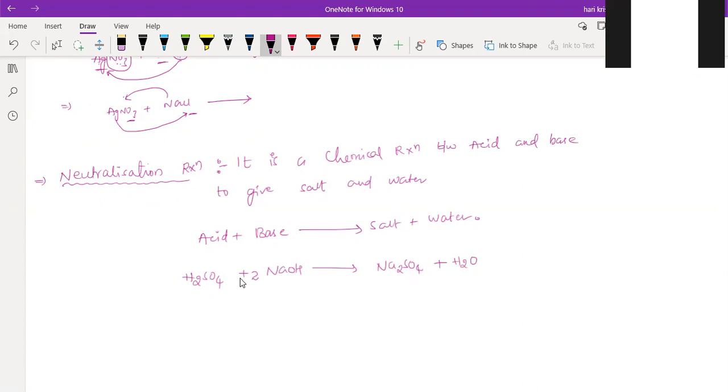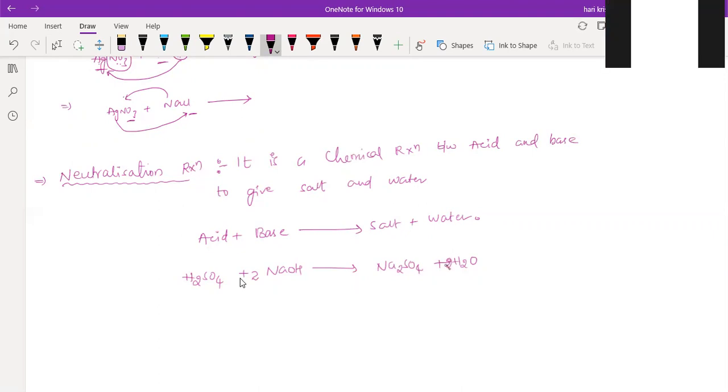Now it is balanced, right? One hydrogen is missing. How many hydrogens are missing, Piyush? Sir, it should be 2 hydrogens missing. It should be 2H2O. Yes, it should be 2H2O. Good.